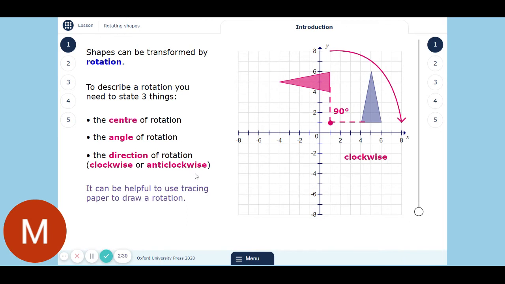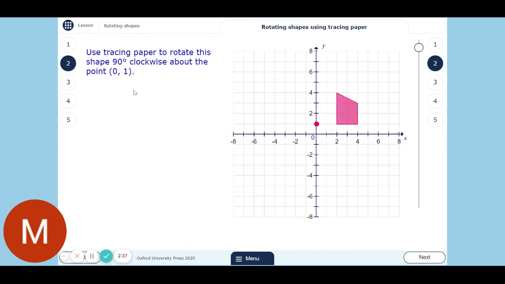Like it says here, it's helpful if you've got tracing paper to help you draw a rotation. This one here, we don't really need tracing paper for because it's just going to do a demonstration with some tracing paper on the computer. We want to use tracing paper to rotate this shape 90 degrees clockwise about the point 0, 1. We've got marked on there coordinate 0, 1. You might not get that marked on in the exam. You'd have to be able to mark it on yourself. You always get where the first shape is though.